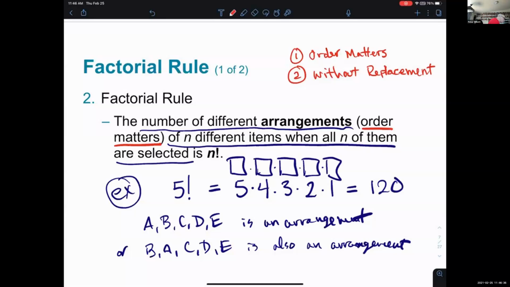So these concepts, when you're looking at a situation, will help you determine what type of formula or calculation you're going to use in order to determine the number of possible ways that something could occur. Questions, comments, discussions about that?